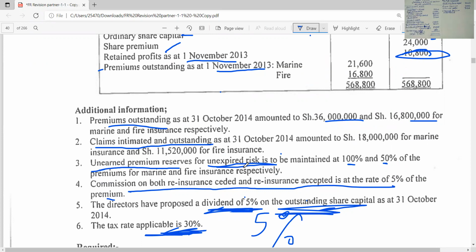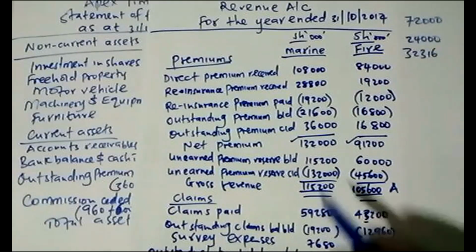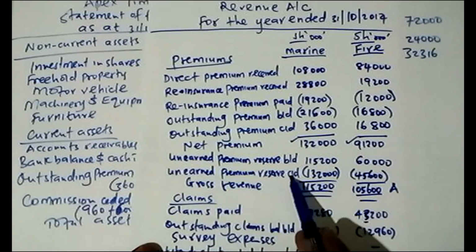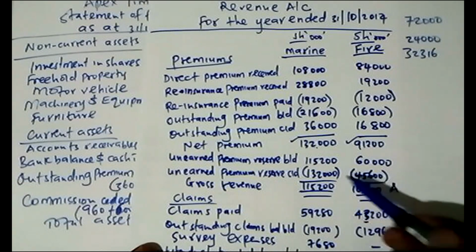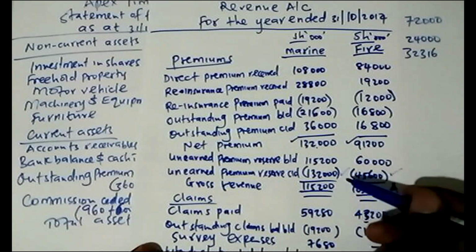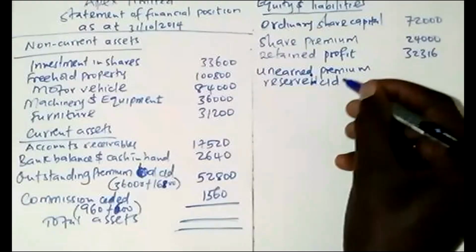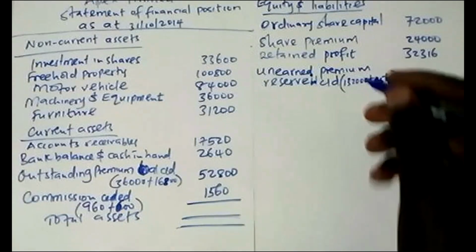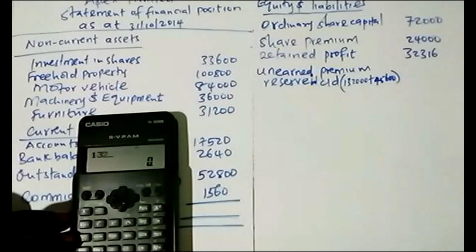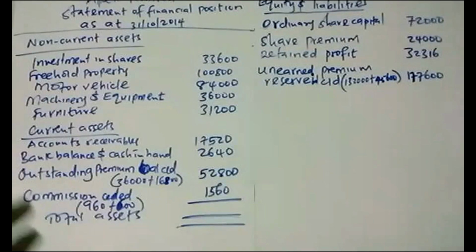So I can display again so that you check how we arrived at those unearned premium reserve balances carried down. We did the net premiums, we got 132 and 91,200. To get the unearned premium reserves carried down, we did 100% of this and 50% of this. That is how we got the 132 and the 45,600. So that is what I am supposed to record there, by adding them together. So 132,000 plus 45,600 is 177,600.